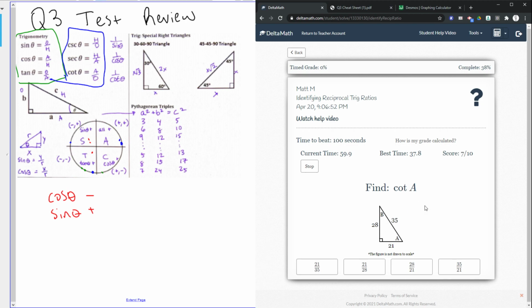Where's that? Right there. Cotangent of A, adjacent, 21 over opposite, 28. Cosecant, hypotenuse over opposite, 85 over 77. And one more, cotangent of A. Adjacent, 60 over opposite, 25. All right, that's good enough. Cool. Moving on.